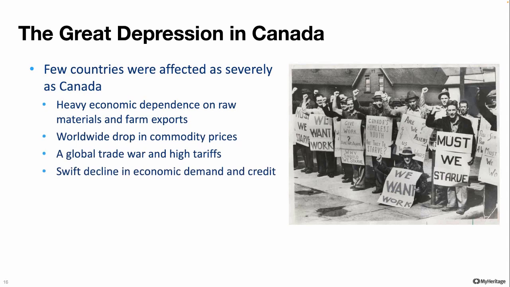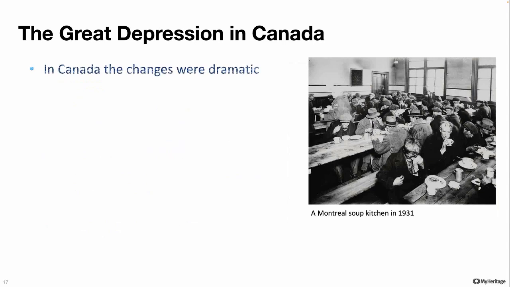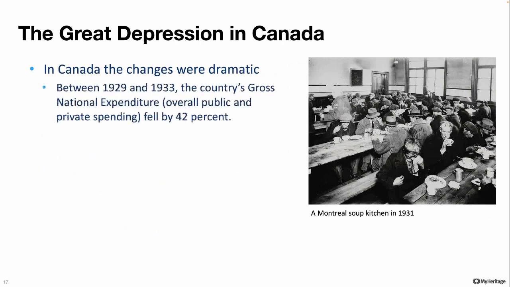A swift decline in economic demand and credit, and a crippling drought in the prairies, specifically referring to Alberta, Manitoba, and Saskatchewan, as well as into Ontario. And millions of Canadians were left unemployed, hungry, and often homeless. In Canada, the changes after the 1929 financial panic into the 1930s were dramatic.